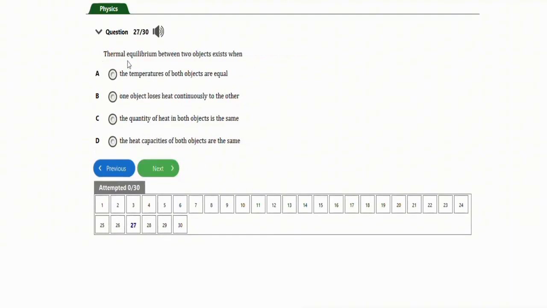Next one here says, thermal equilibrium between two objects exists when we have temperature of both objects are equal. One object loses heat continuously to the other. The quantity of heat in both objects is the same. The heat capacity of both objects are the same. Alright, so the correct option to this question is option A, the temperature of both objects are equal. Alright, so thermal equilibrium between two objects exists when the temperature of both objects are equal. So that's it for this question. Let's go to the next repeated question.